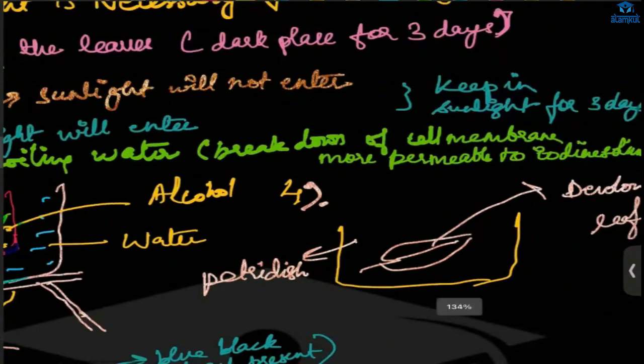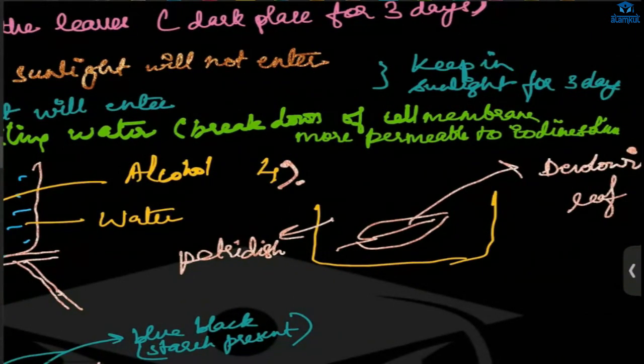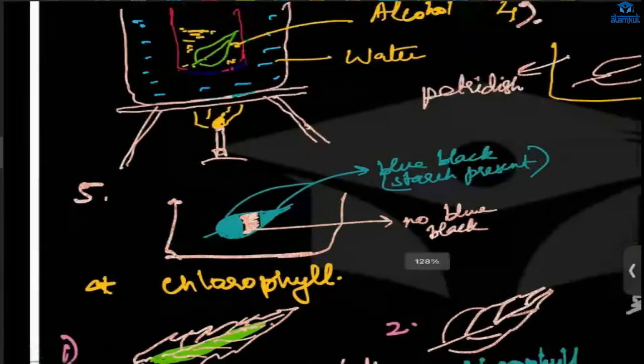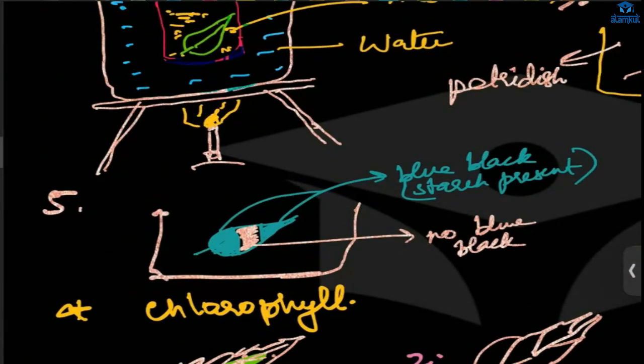We'll put this leaf in a petri dish. Then we'll put iodine solution. What we will find is that wherever there was the aluminum foil, there was no blue-black color, so starch was not present, and wherever there was no foil, where sunlight was falling, starch was present. So we will conclude that sunlight is necessary for photosynthesis. Got it?